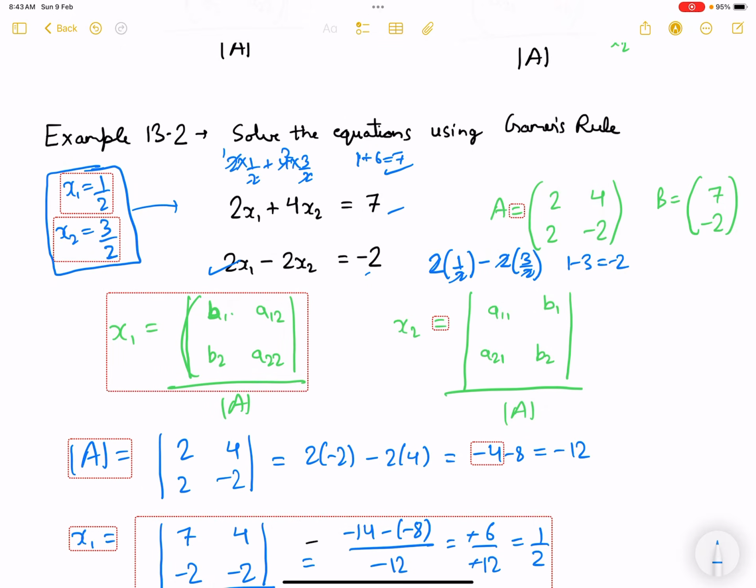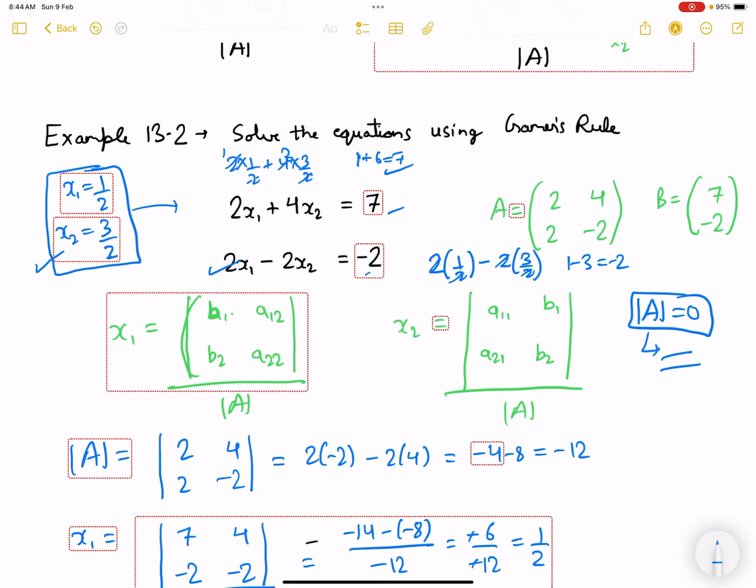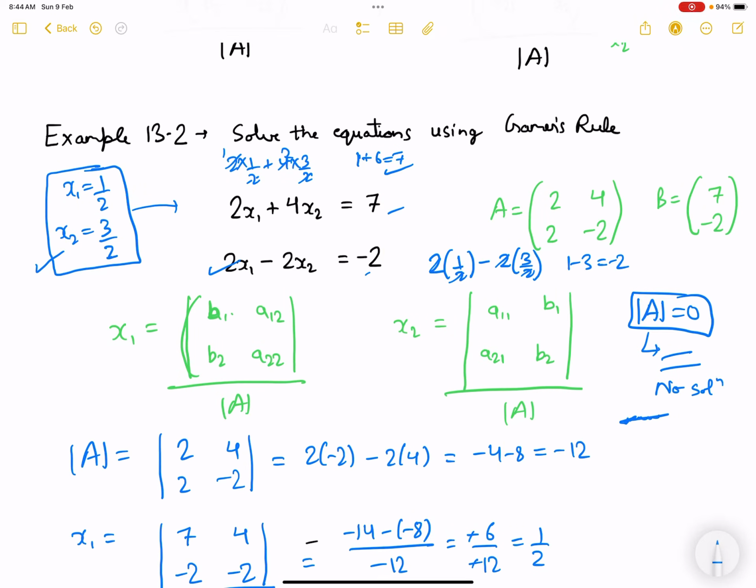So we have this as the solution. And in case the determinant was coming out to be 0, then we know either the lines are parallel, so that no solution exists, or else they are coinciding. In that case, there are infinitely many solutions.